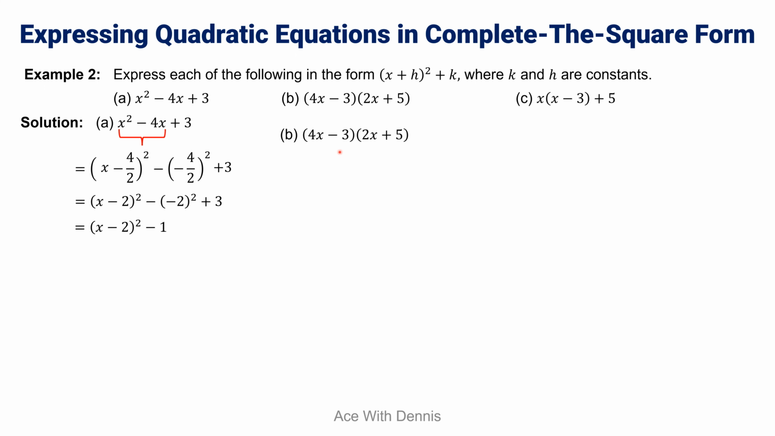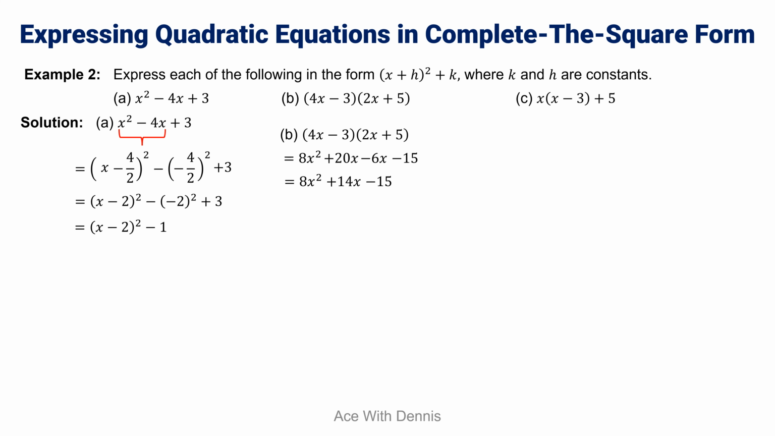For B, 4x minus 3 times 2x plus 5. So what we have to do is we have to expand the bracket. So 4x times 2x, I'll get 8x squared. Then 4x times 5, I'll get plus 20x. Minus 3 times 2x, I'll get negative 6x. Negative 3 times 5, I'll get negative 15. So next, I will simplify first, right? Because 20x and minus 6x are like terms, so it becomes 8x squared plus 14x minus 15.